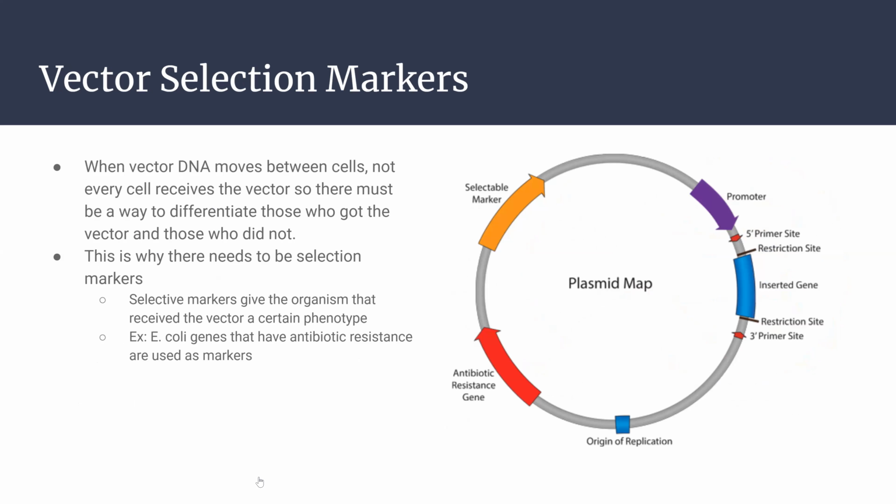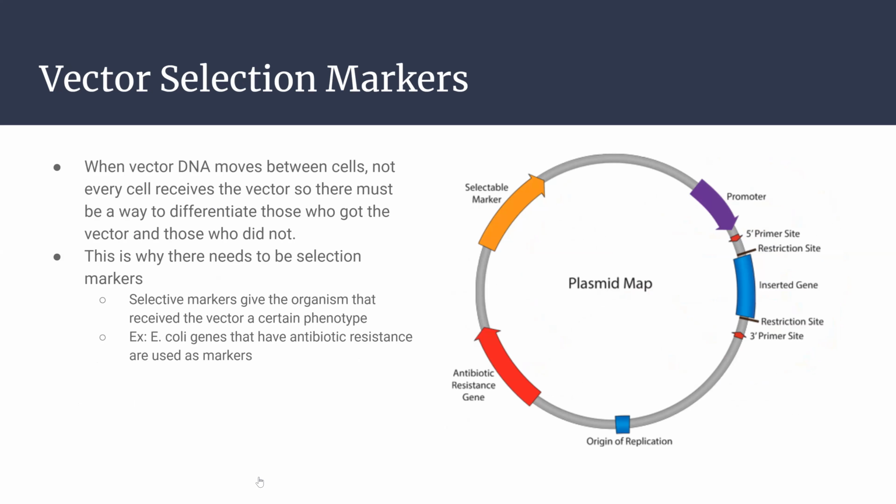So, vector selection markers. When vector DNA moves between cells, not every cell receives the vector, so there must be a way to differentiate those cells that got the vector and those that didn't. This is where the selection markers come into play. They give the organism that received the vector a certain phenotype. An example of this would be E. coli having antibiotic resistance, and they use that as a marker.